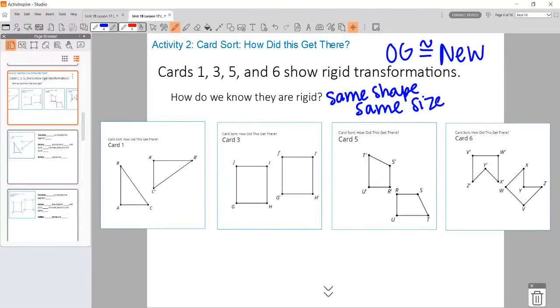What I want us to do now is describe a sequence of motions that will take the original shape onto the image. Remember that we know which one is the original because it just has the normal letters, right? So A, B, C versus the image has A prime, B prime, C prime on it. So this one's the original and this one's the new. We want to be moving the original onto the new.